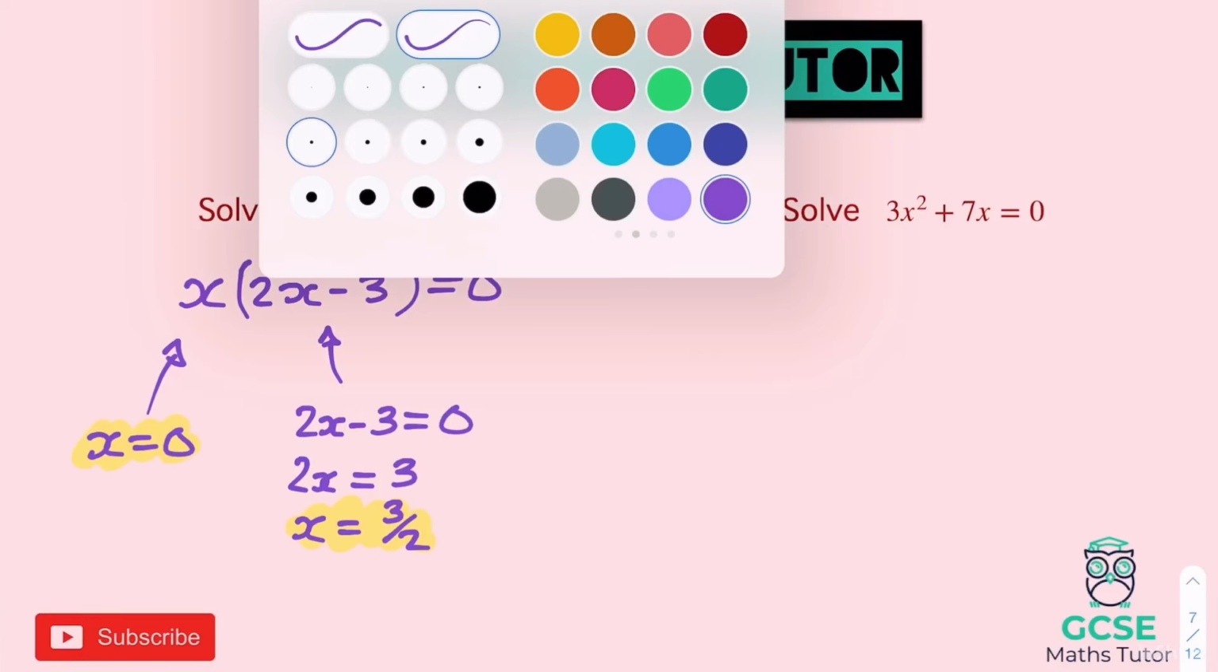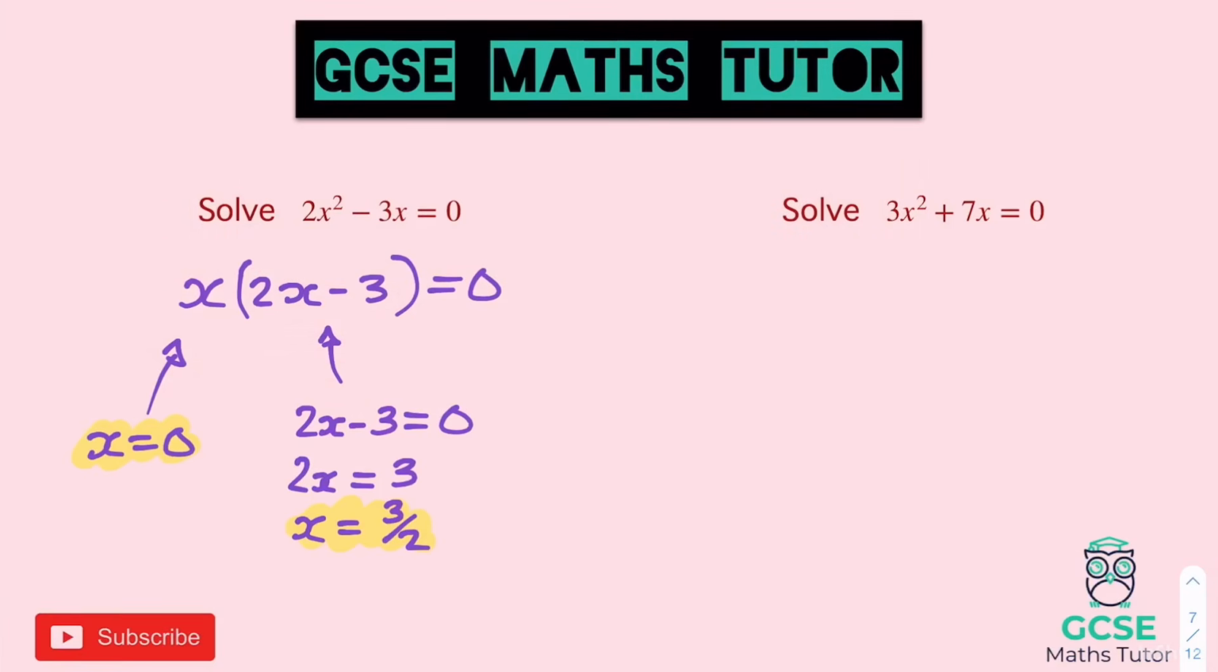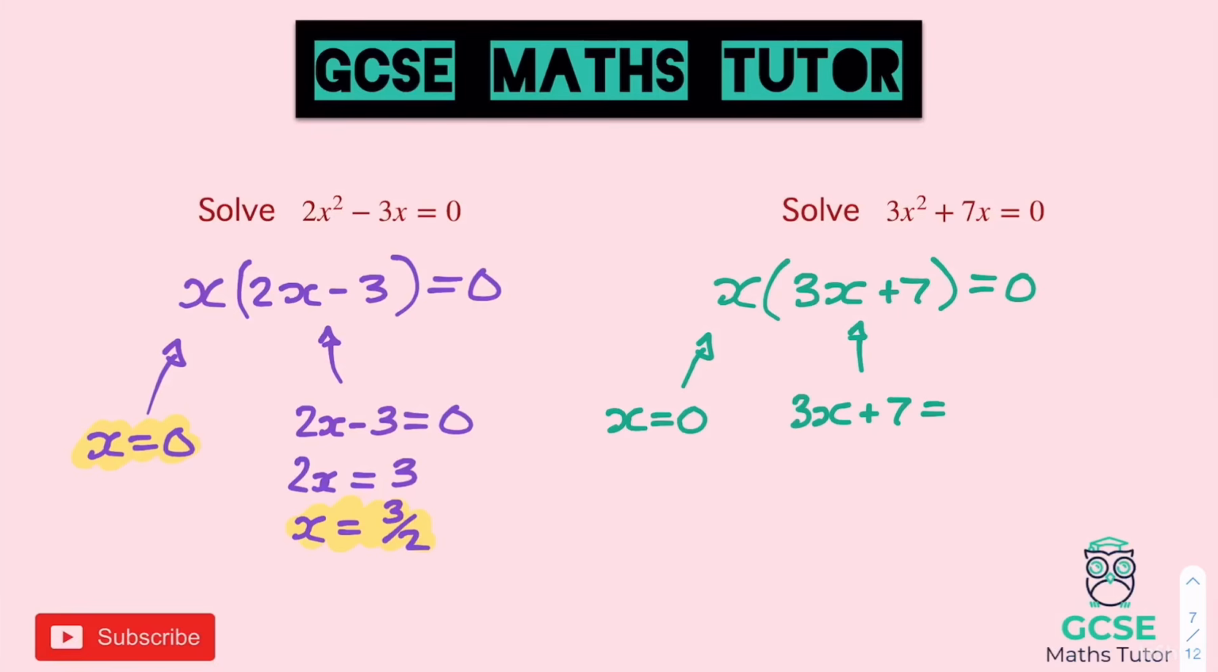On to our second one here, let's have a look at that. We've got 3x squared plus 7x equals 0. So if we factorise x out again, we get x brackets 3x plus 7 that's equal to 0. And then again, we get our x equals 0 for the first one. And the second one, we'll solve it here. We get 3x plus 7 equals 0. Minus 7 from both sides. 3x equals minus 7, and then dividing by 3, we get x is equal to negative 7 over 3. So not a very nice looking solution there, but there we go, just leaving that as a fraction.